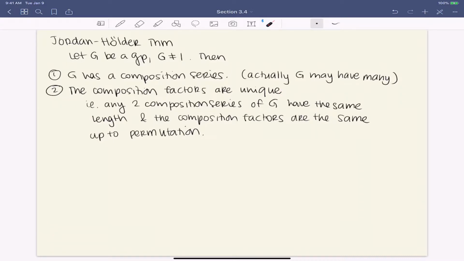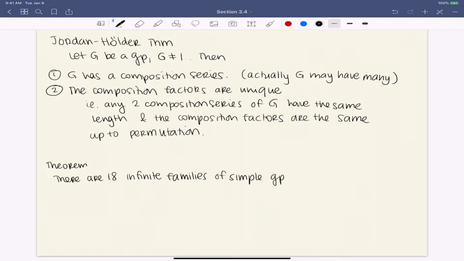Okay, so veering into fun facts that were mentioned in the book, and I thought it was so fun I should say it. It's mentioned in the section that there are 18 infinite families of simple groups. Okay, so one example is C_p, p prime.